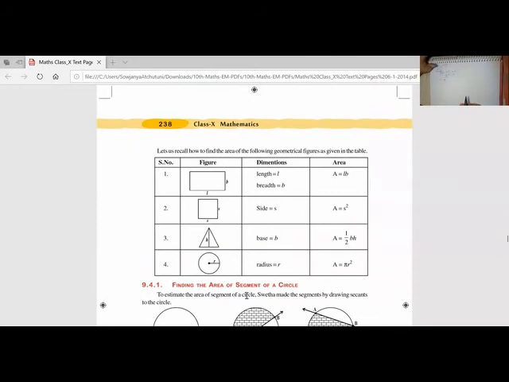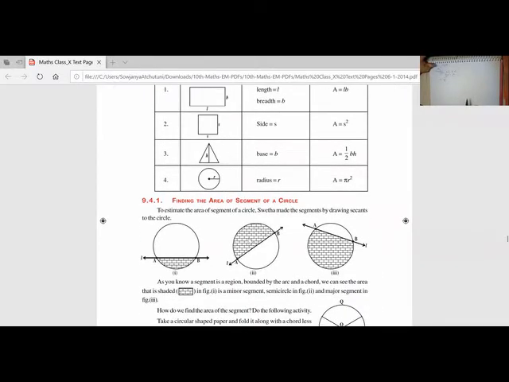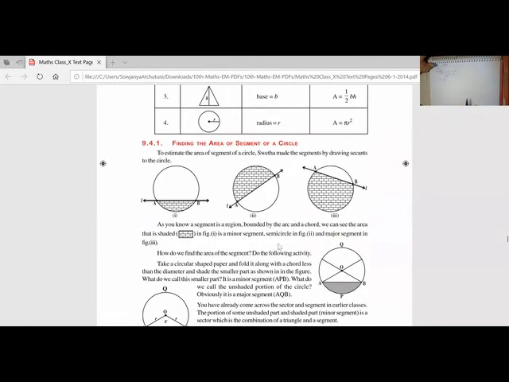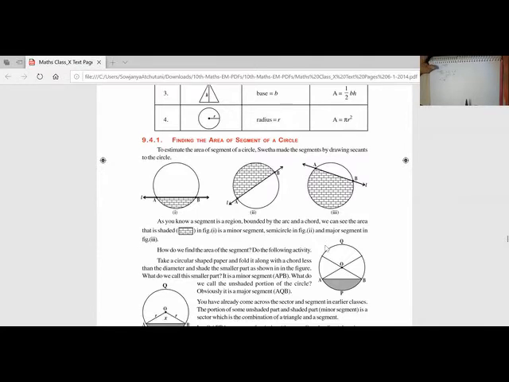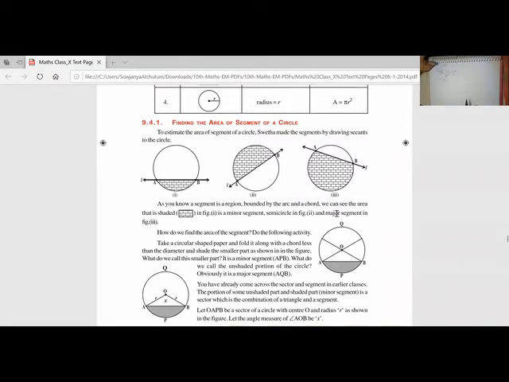So these are the general formulas: half base into height, and pi r square. They are the general areas of a segment. These are the segments we have just seen. This is the smaller segment, and this is a larger segment. The circle divides into major and minor. I say smaller and larger, or minor and major.